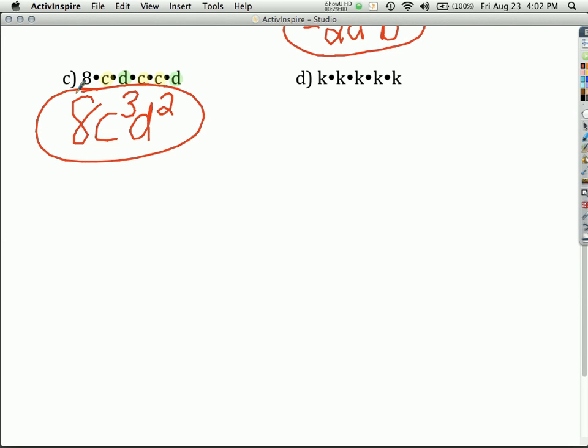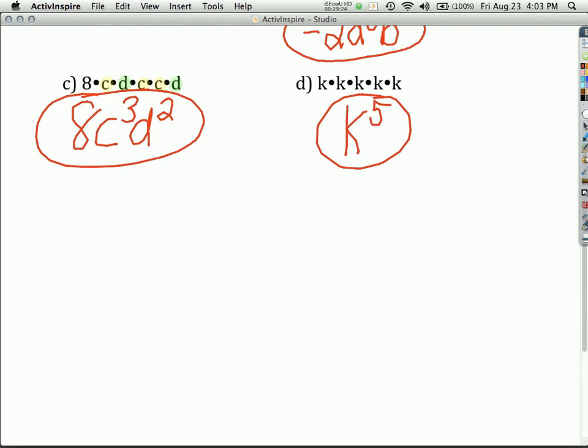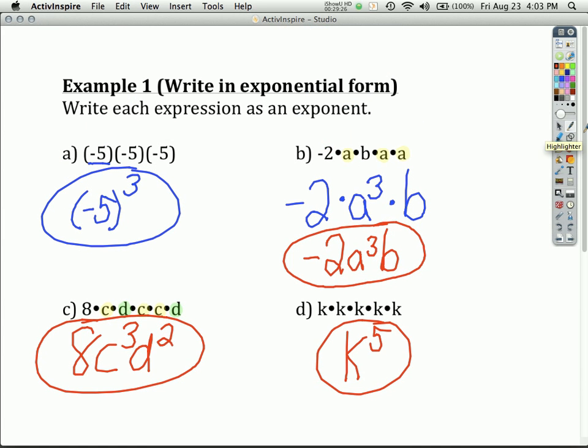And now I'm wrapping up with a simple algebraic one. What will K turn into when we use powers? Go ahead, Caesar. K to the fifth power. Very good. So all you have to do is count them. There's 5 of them, so that's K to the 5th power. Very good. Comments or questions on any of these?